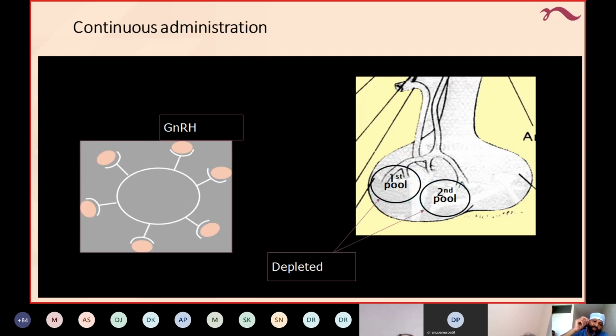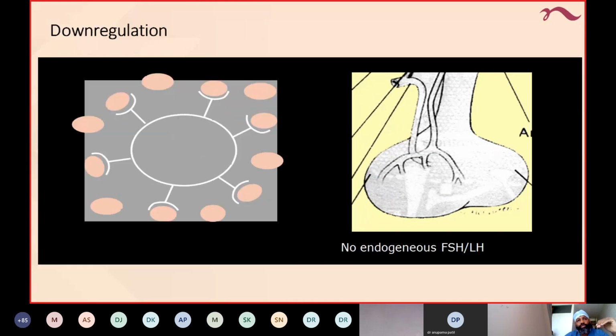But if you continuously give GnRH, what will happen? All the receptors are going to get occupied, and there are no more new receptors to secrete FSH. This is the mechanism used for down regulation by the pituitary. From outside, we administer a GnRH agonist. These drugs will help in occupying all the receptors on the pituitary, and there is no endogenous secretion of FSH and LH because there is prolonged suppression of the receptors and down regulation.